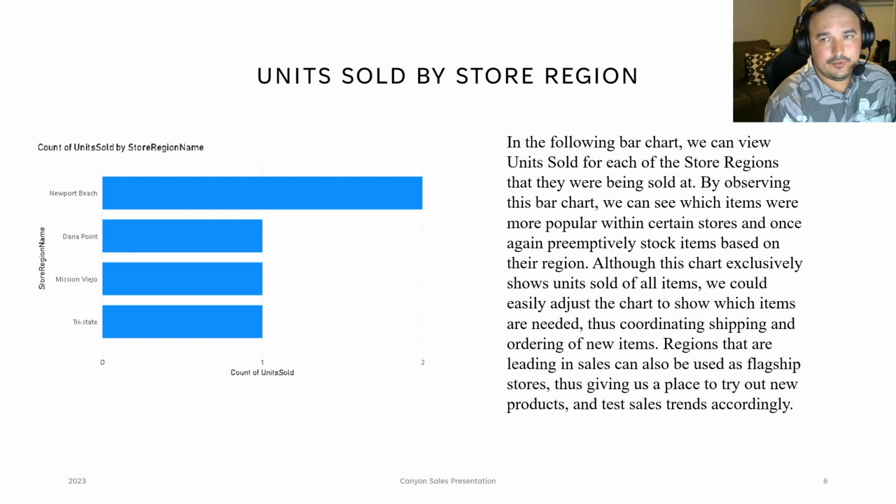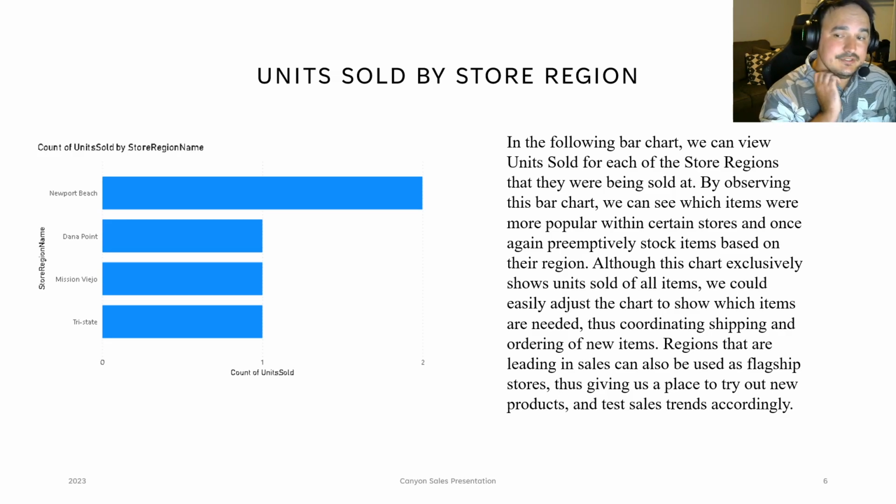So in the following bar charts, we can view units sold for each store region. By observing this bar chart, we can see which items were popular within certain stores and once again preemptively stock items based on their region. Although this chart exclusively shows the units sold of all items, we could easily adjust the chart to show which items are needed, thus coordinating shipping and ordering of new items.